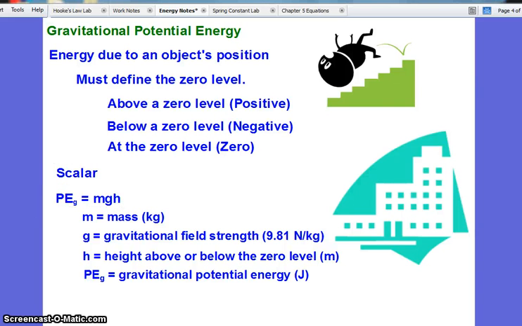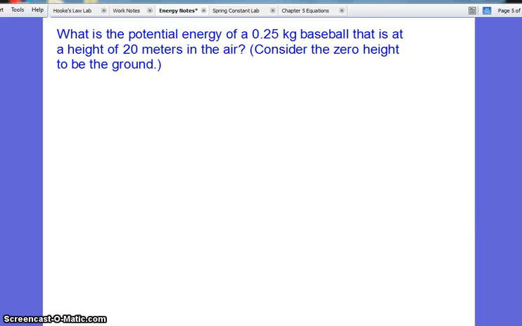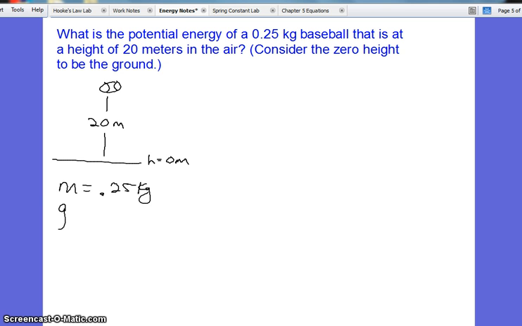So we want to talk about a problem here involving potential energy. It asks, what is the potential energy of a 0.25 kilogram baseball that is at a height of 20 meters in the air, and consider the zero height to be the ground. So here is our baseball. We are 20 meters in the air, and we are calling this to be our zero height. So we always want to label where our zero height is. We know the mass is 0.25 kilograms. We know our gravitational field strength is always 9.81 newtons per kilogram. And we know our height to be a positive 20 meters.